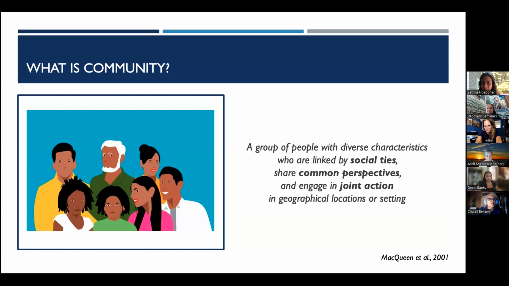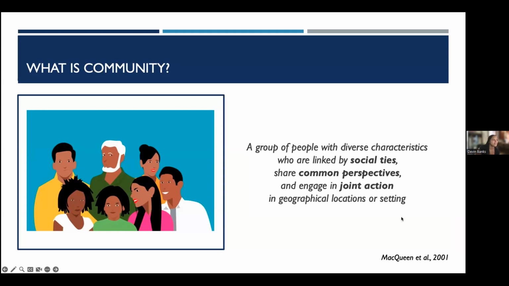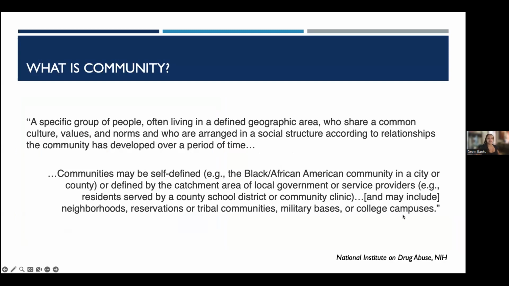I also think it's important to consider, though, how the federal government is defining community, in terms of those of us who might be interested in getting funding to support our community engaged research.